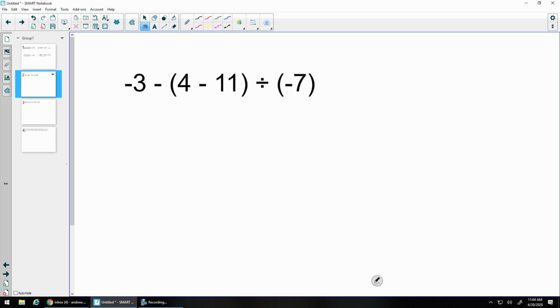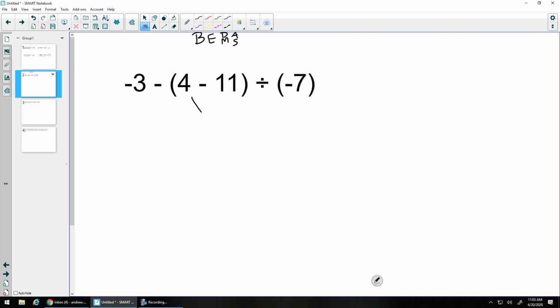Okay, just doing some order of operations, some BEDMAS questions. So here, I have negative 3 minus, and then in brackets, I have 4 minus 11 divided by negative 7. So what do I need to do first? Well, following BEDMAS, and remember division, multiplication, it's whichever one from left to right. Addition, subtraction, whichever one comes first from left to right. But regardless, I have to do brackets first.